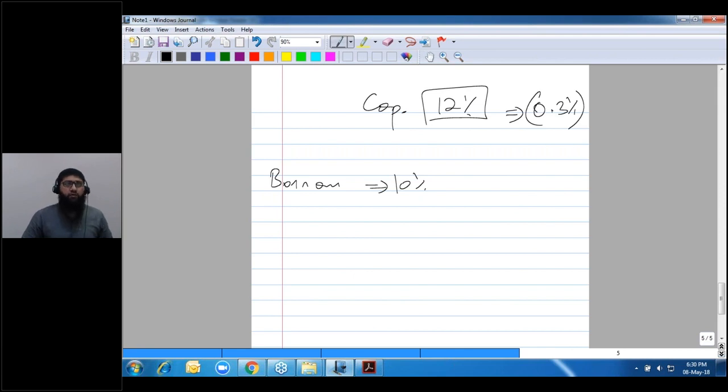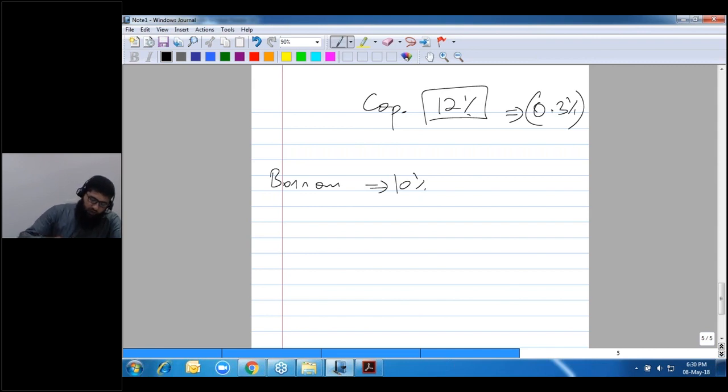Okay, now let's move forward. So let's say that there is a cap of 12%, and in order to buy the cap, you have to pay a premium of 0.3%. So that means this premium of 0.3% is a permanent cost that you have borne.